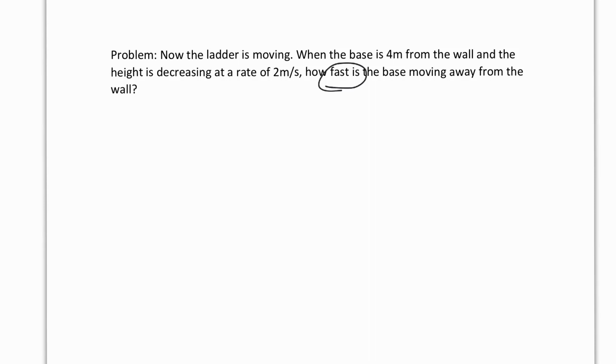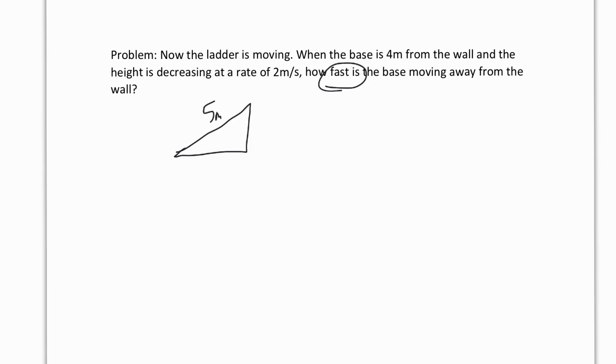So if you ended up with a length, if you ended up with 3 meters or 4 meters or 5 meters, that's not correct because we're asked for a speed, a velocity, a change, if you will. Now the ladder is still the same length as before. We would have, this is our triangle, 5 meters for the ladder.